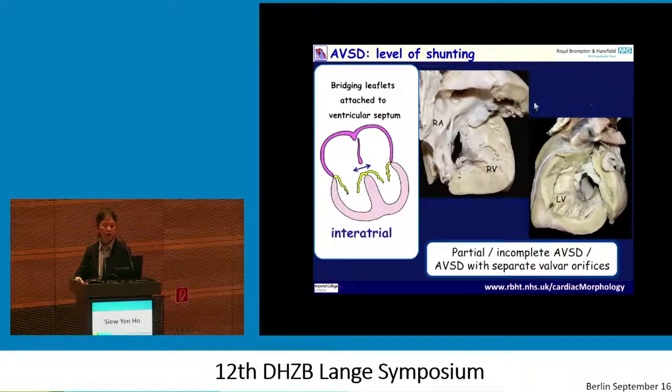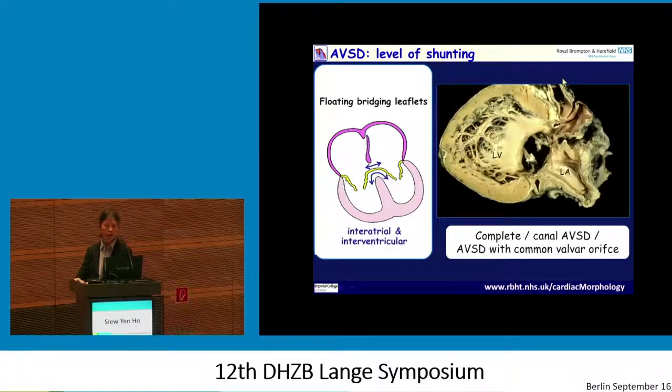The level of shunting, examples of those so-called ostium primum kind of defects with interatrial communications only, we can see on the right side here the plastering down of the superior and inferior bridging leaflets, leaving a hole at atrial level, above the atrial surfaces of the valvular leaflets, and also on the left ventricular side. By contrast, the leaflets are attached by chordae to the ventricular septum, and they're free floating, the so-called canal kind of configuration. You get potential for shunting at both atrial and ventricular levels.